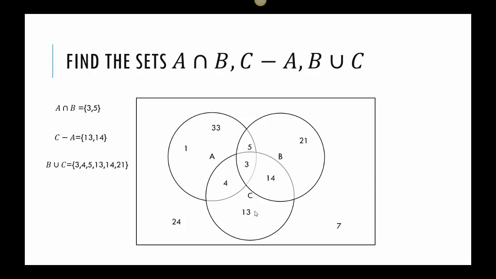If I look at B union C, unions typically get bigger, so I have to think it's all of B, additionally add in all of C. So I have a 3, a 4, a 5. I have 13, 14, and 21. So it's a big set anytime I'm looking at a union.